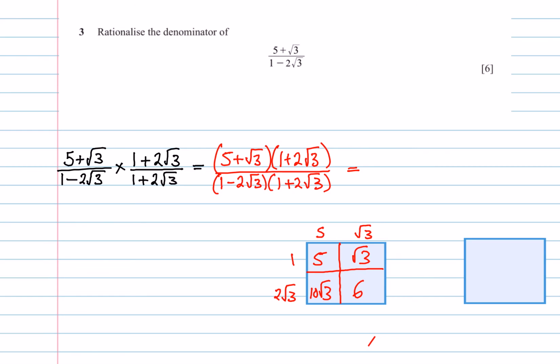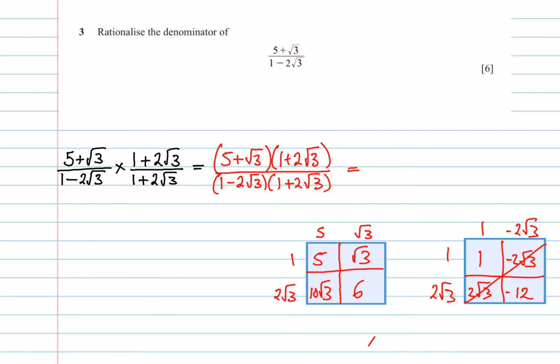Okay, let's do the same for the bottom line of the fraction here. We've got 1 minus 2 root 3 times 1 plus 2 root 3. And we're hoping here that we'll be left with no surd at the bottom of the fraction. 1 times 1 is 1. We've got minus 2 root 3 here, and 2 root 3, so they're going to cancel out. And we've got minus 2 root 3 times 2 root 3, which is going to give us minus 2 times 2 times 3, which is going to give us minus 12.